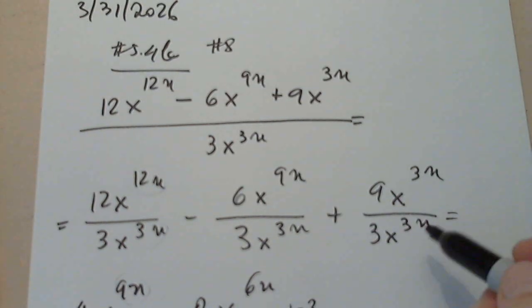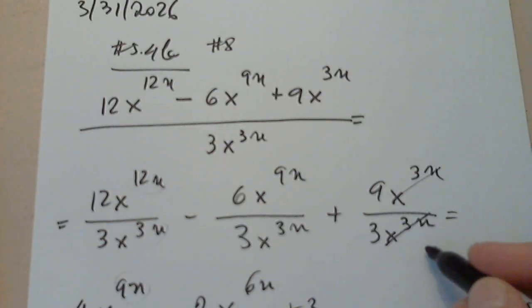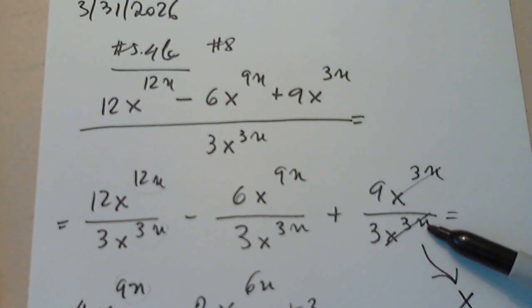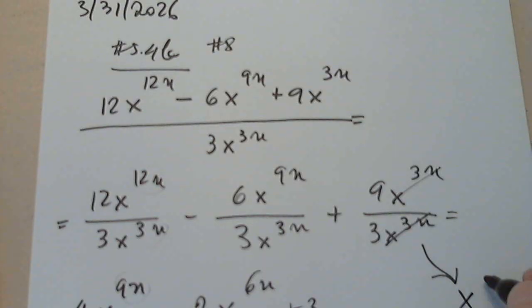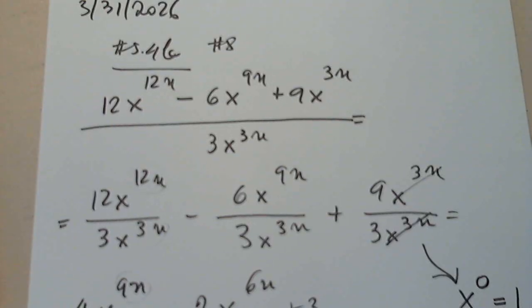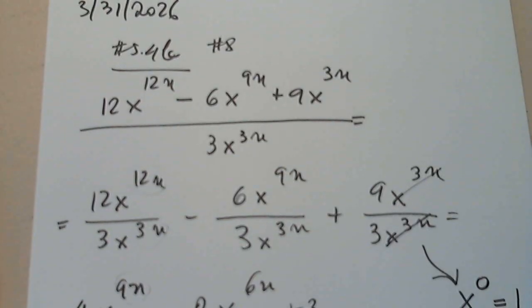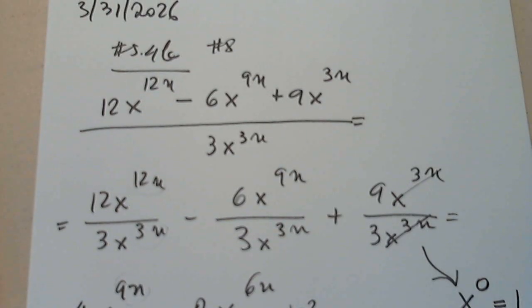Plus 3, and these are gone. Why? Because when I copy the base and subtract the exponents, 3n minus 3n is 0, and we know that x to the 0 is 1 as long as x is not 0. It was a very good warm-up question.